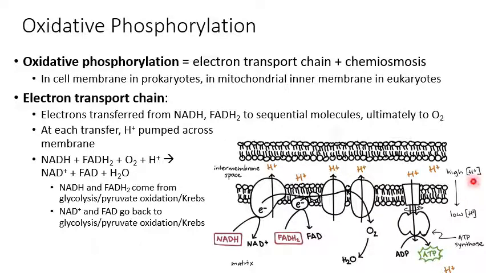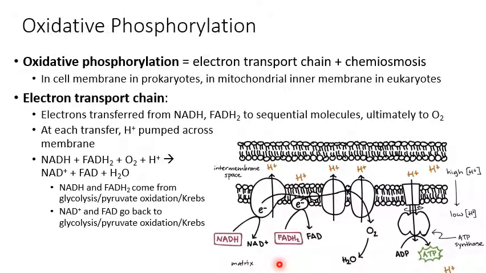So this diagram here is summarizing oxidative phosphorylation. This part on the left is the electron transport chain, and this part on the right is chemiosmosis. In the electron transport chain, basically what you're doing is using electrons from electron carriers to create a concentration gradient for protons across the membrane. And in chemiosmosis, you are using that concentration gradient for protons to make ATP.